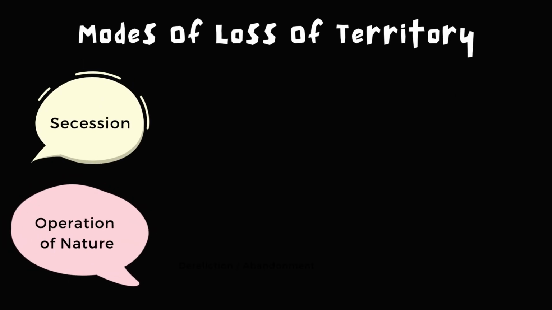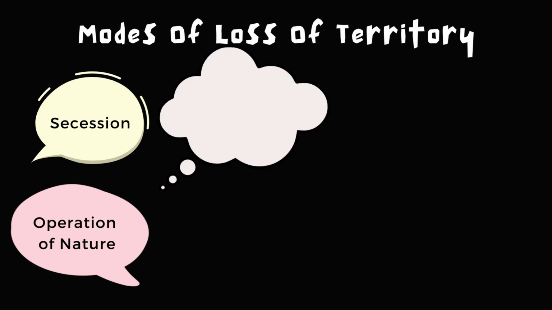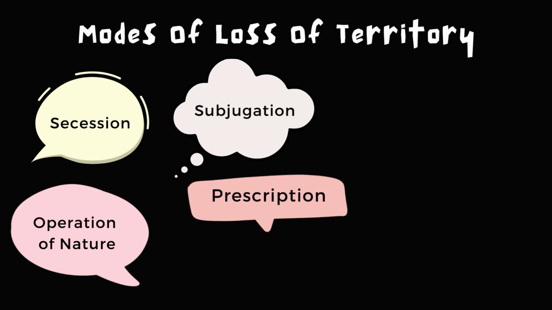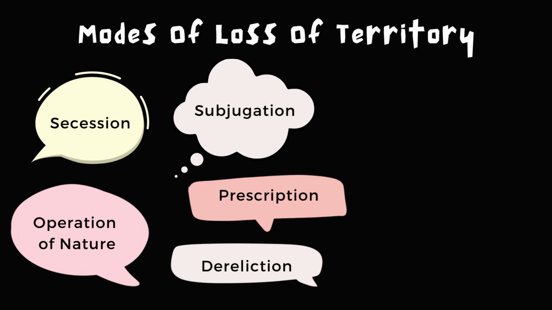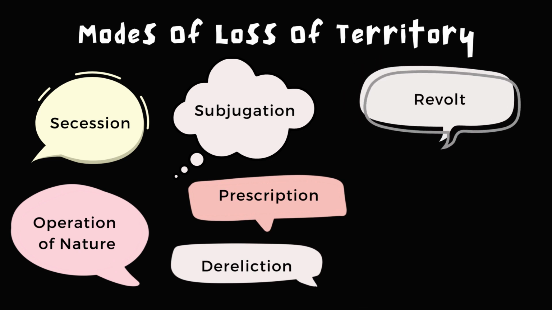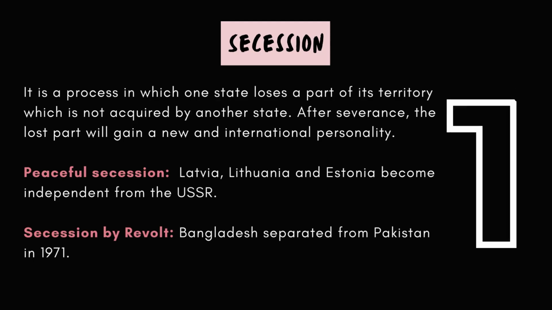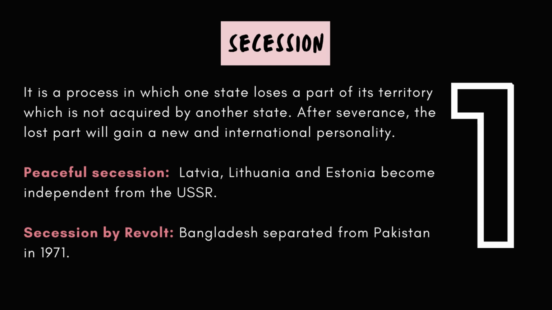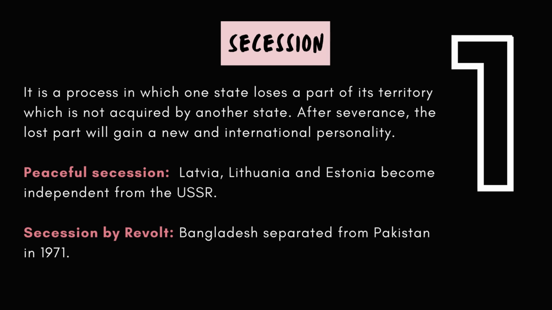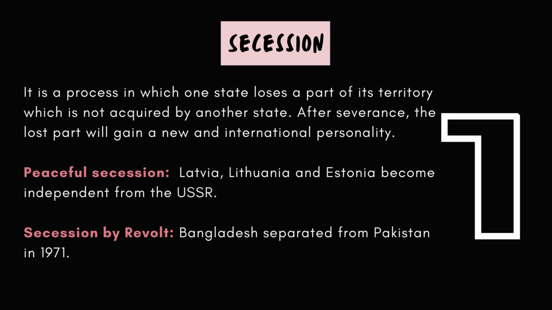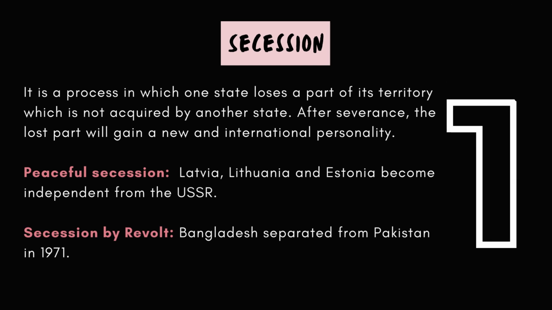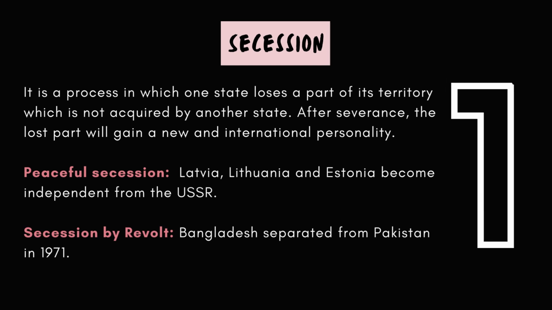Now let's discuss the modes of loss of territory. They are secession, operation of nature, subjugation, prescription, dereliction or abandonment, revolt, and lastly, granting of independence to a colony by an imperial state. Secession is a process in which one state loses a part of its territory which is not acquired by another state. After severance, the lost part will gain a new international personality.